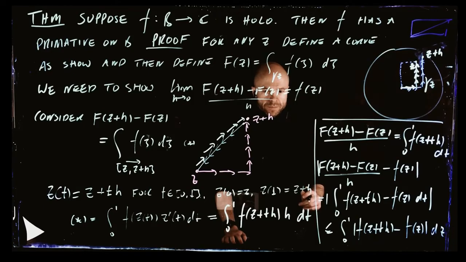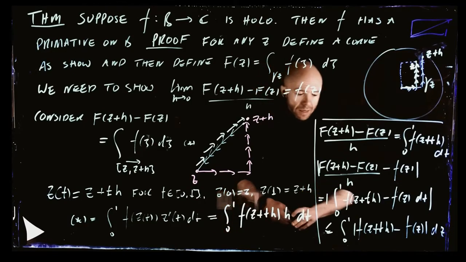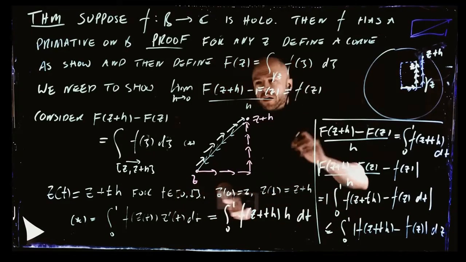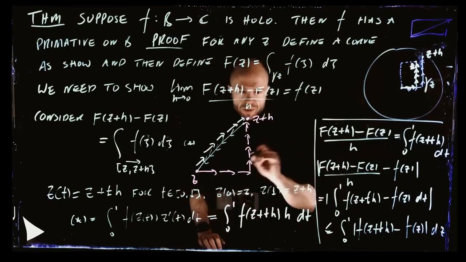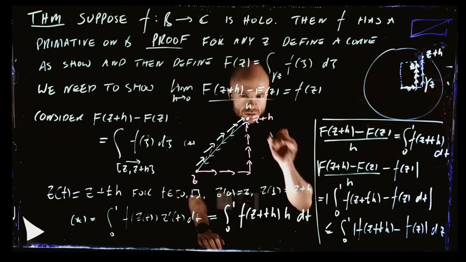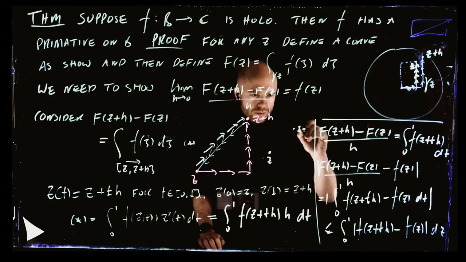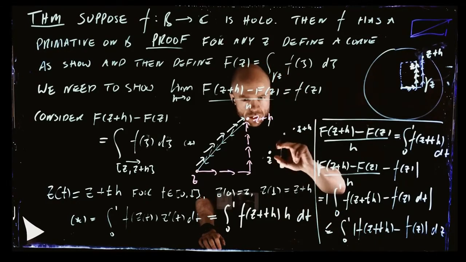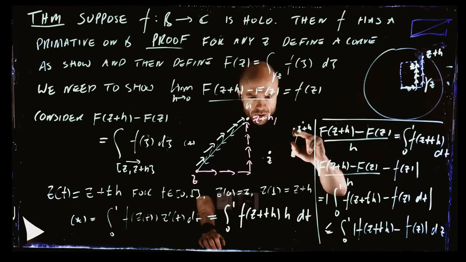Yeah? Cool. So what is that? What's that quantity here that we're integrating? Well, let's put a little bit of space. So we have z, and we have z plus h, and this thing is just some point along this line as t goes from 0 to 1.